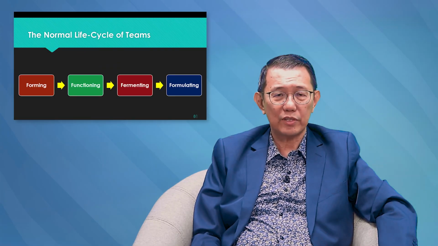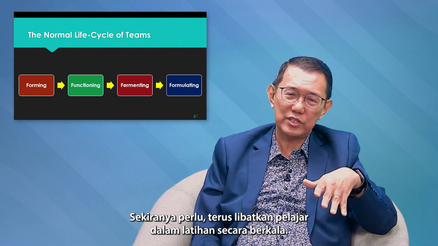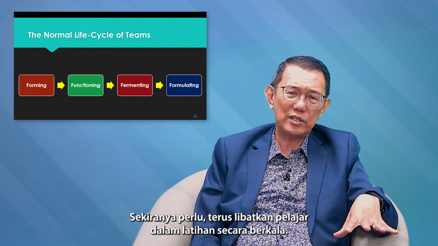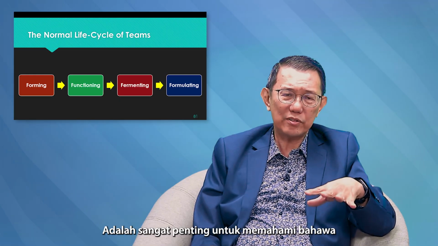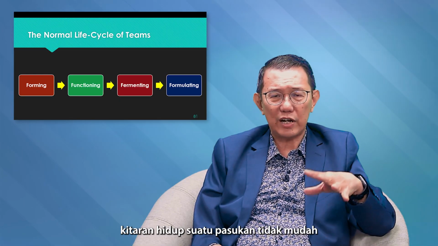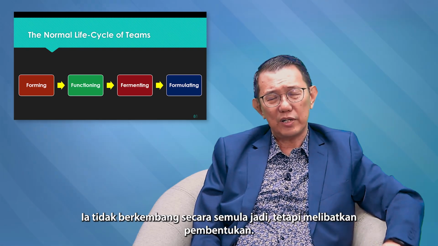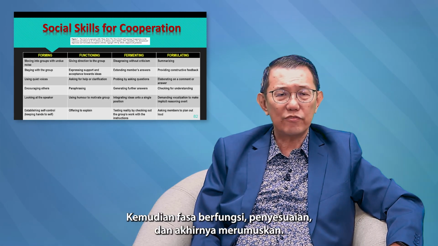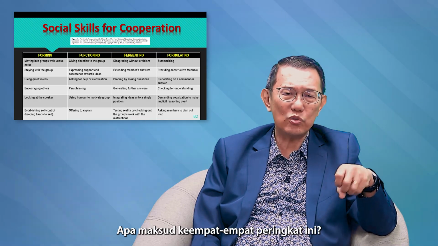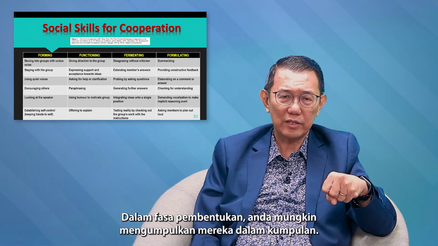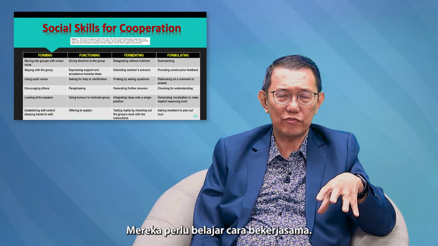Now, it is very important to understand that the normal life cycle of teams is not always easy. It doesn't grow naturally, but there is a life cycle in which there is a forming, there's a functioning, and fermenting, and then formulating. Well, what are these 4 stages here? Well, in forming, you put them into groups. They have to start learning to work together. That's the forming part. And you can see all these different things that will happen in the forming stage.